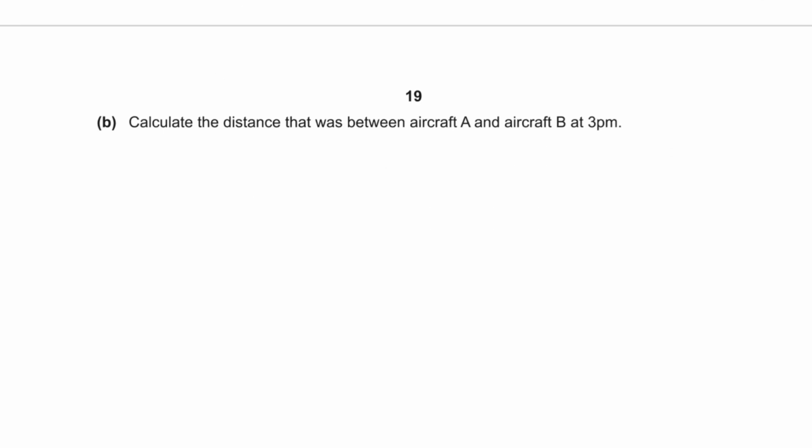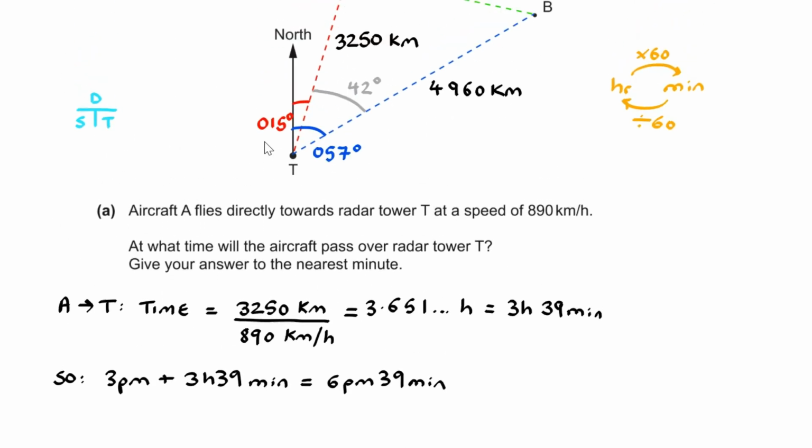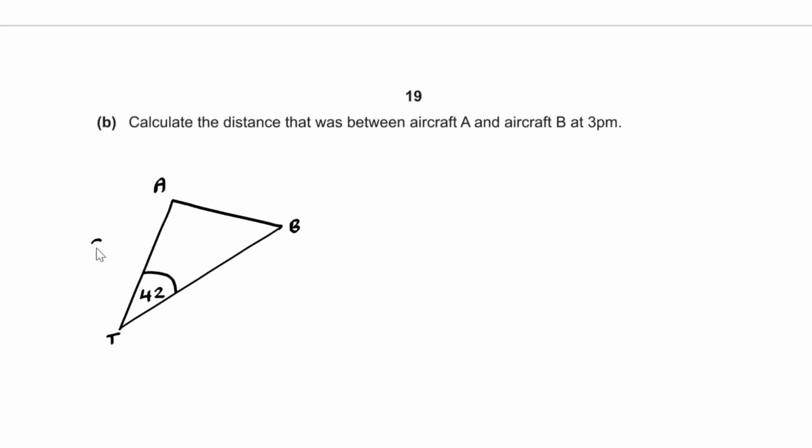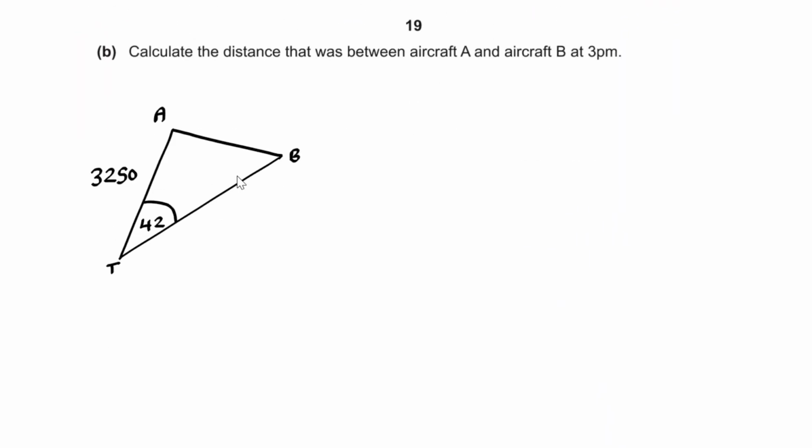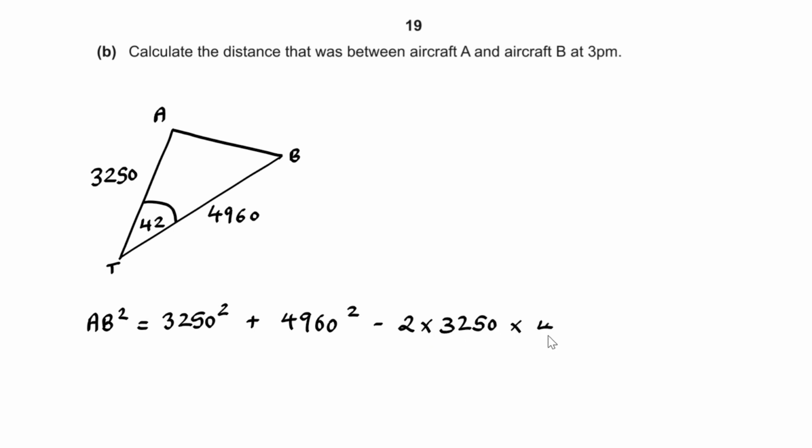And if we were to draw out this triangle, we can find out the distance between A and B. So drawing out that triangle again, we've got here the point A, the point B, the point T, this angle of 42. We also have the 3250, and here we've got the 4960. What we need to do is find out AB, and we can do this using the cosine rule. So AB squared equals 3250 squared plus 4960 squared minus 2 times by 3250 times 4960 times by the cosine of 42.